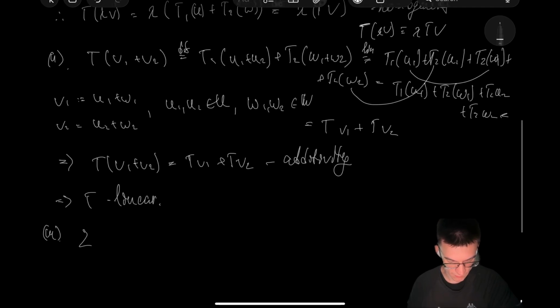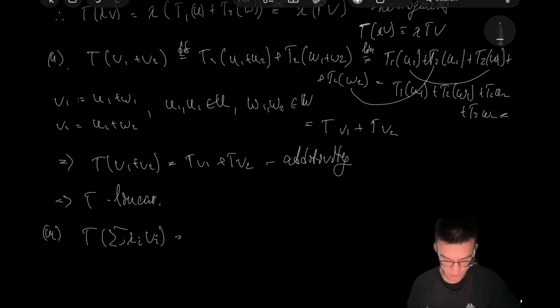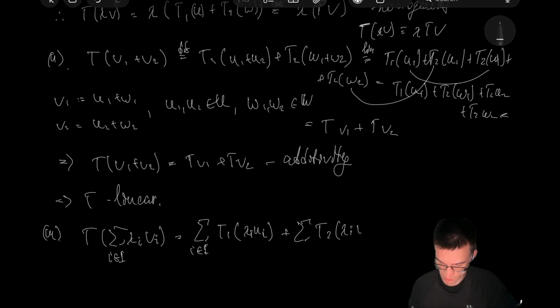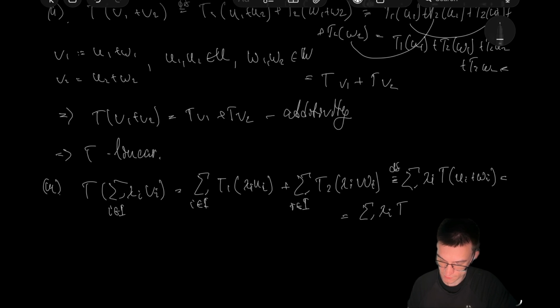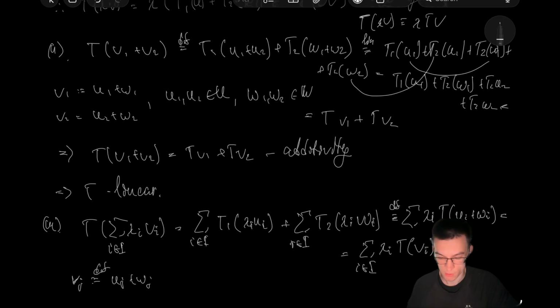In general, we can even show that the linear operator T of the sum of lambda i vi equals the sum of T1 lambda i ui, where i belongs to the indexing set, plus another sum of T2 lambda i wi, which is the same as the sum of lambda i T of ui plus wi by definition, which is the sum of lambda i T vi, i belongs to the indexing set, and we know that vj equals by definition uj plus wj. So this is just in general. I mean, that's a pretty simple problem.